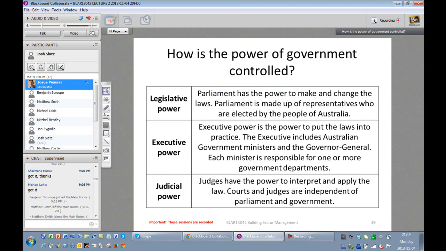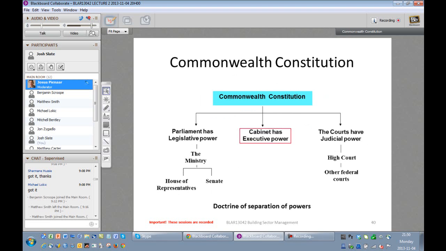Remember what we said about the definitions for the executive power, and you can see now the government ministers and the Governor General start playing an important role. And then there's the judicial power, where the judges do their thing: the High Court, and of course the other federal courts sitting on that side.